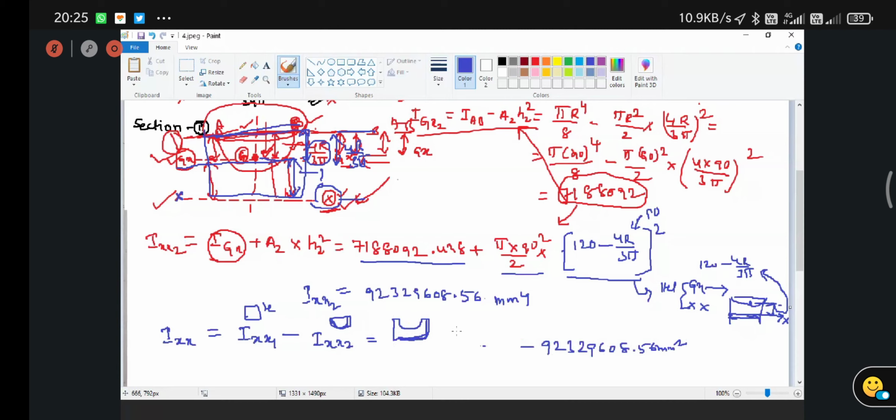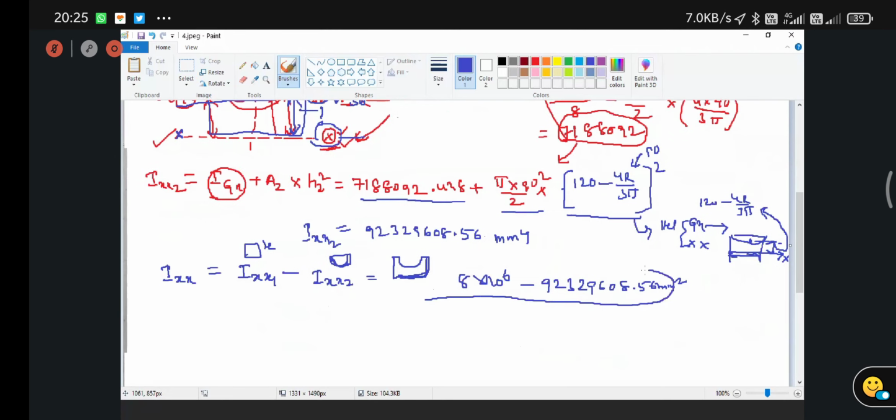But the Ixx1 value I have calculated as per the rectangle, so Ixx1 is 8 into 10 power 6. Now I will subtract 8 into 10 power 6. Somewhere we have made a mistake. So how much is this total entire value going to be?